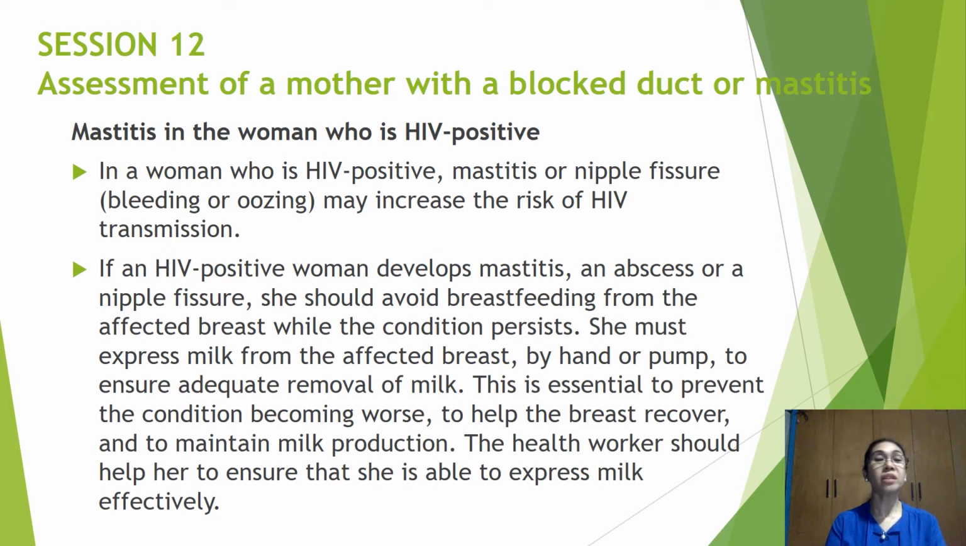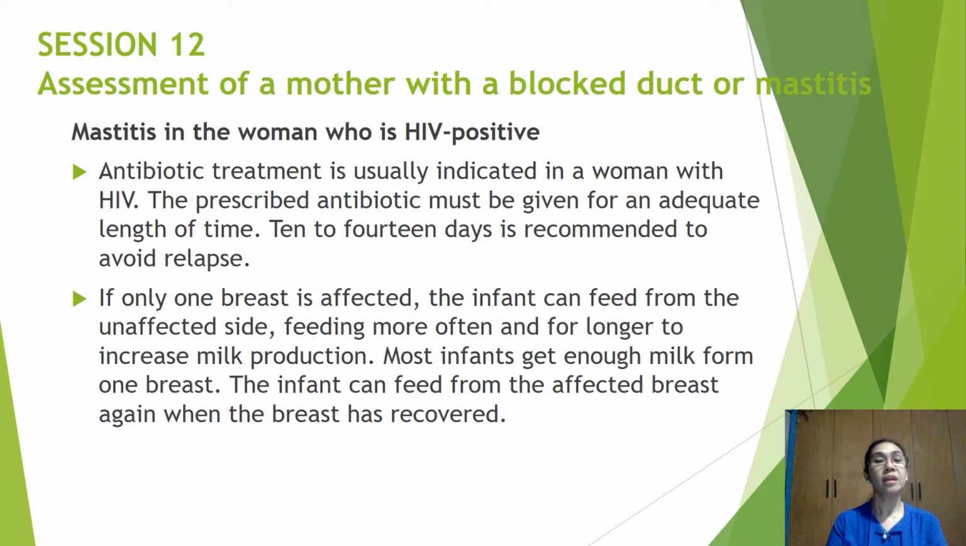She must express milk from the affected breast by hand or pump to ensure adequate removal of milk. This is essential to prevent the condition becoming worse, to help the breast recover, and to maintain milk production. The health worker should help her to ensure that she is able to express milk effectively. Antibiotic treatment is usually indicated in a woman with HIV. The prescribed antibiotic must be given for an adequate length of time. 10 to 14 days is recommended to avoid relapse.